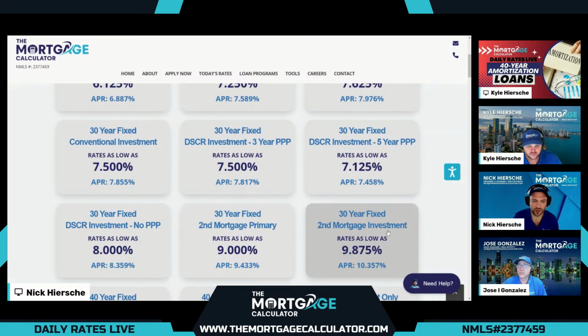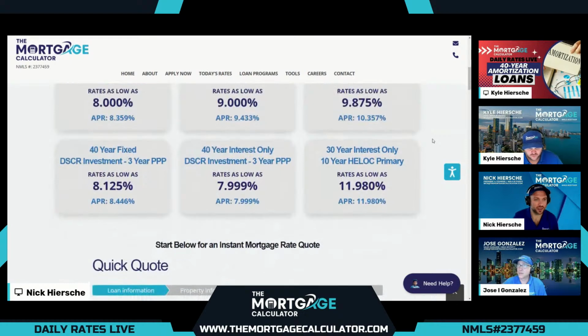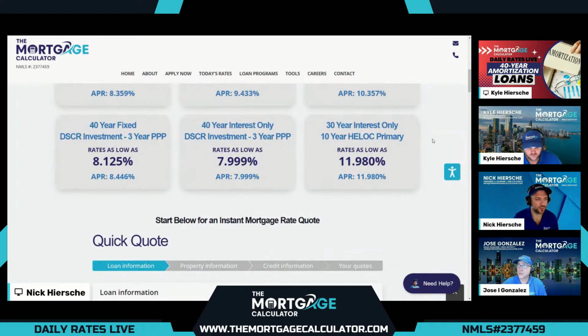And if we switch that to investment property, so a 30-year fixed second mortgage on an investment property, the rates come out to 9.875 is the lowest option, and final APR 10.357 there. And we even have some bonus options when we look at this screen. So our final row here, let me just key in on this row. As a good segue into our topic for today.